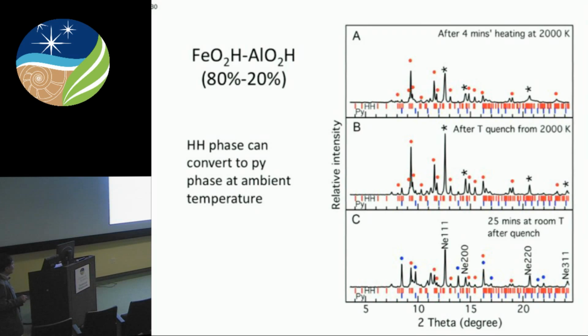If you heat it to 2,000 degrees, this is mostly HH phase. But if you cool it down after quench, at first it still remains this, but then you start to see the growth of this blue one. That's the pyrite. After a while, this phase converted to pyrite. And then if you heat again, you come back again. This is also the first time I saw something like this. It looks like single crystal, has to be single crystal diffraction, but we still haven't found the crystallographic relation yet. There must be some.